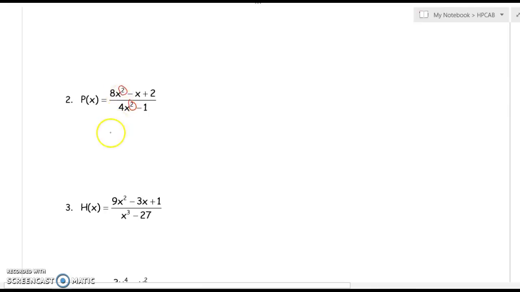So 8 over 4 is 2. So my horizontal asymptote will be y equals 2. All right. As far as the vertical asymptotes go, look at the denominator. What can it equal?